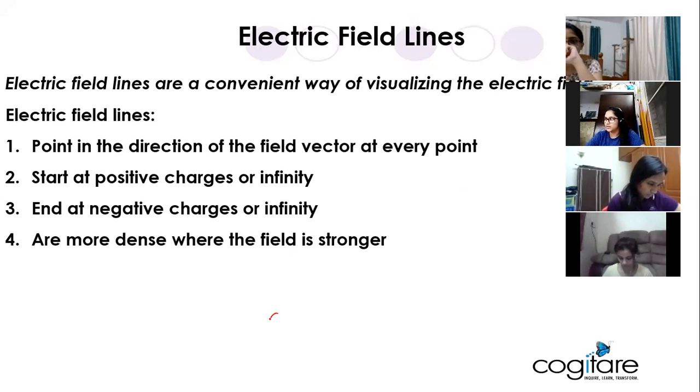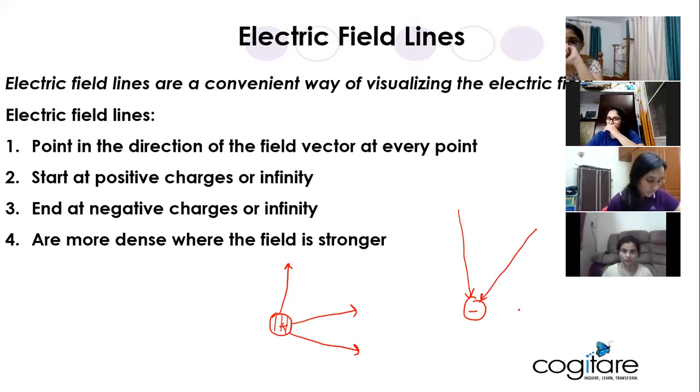Whenever you have a positive charge, the lines start at the positive charge and end at infinity. That means these lines will go till infinity. If you have a charge, you can perceive it at infinity also. It may be a very, very small charge, doesn't matter. And if you have a negative charge, the lines start at infinity and terminate at the negative charge. This is the direction of E, and the lines are more dense when the field is stronger.